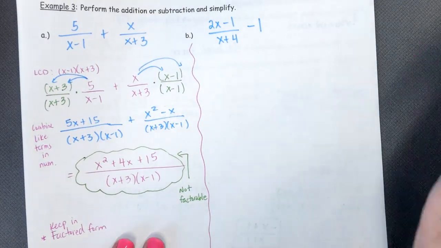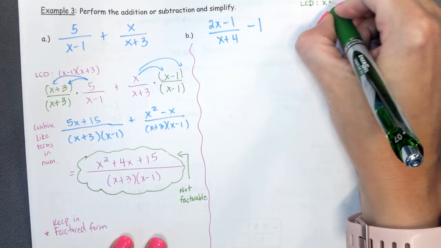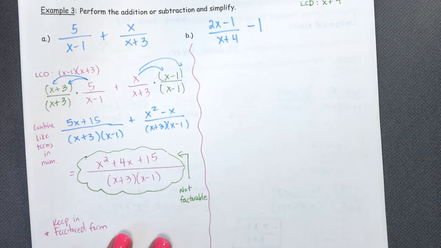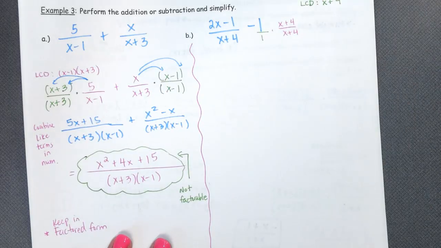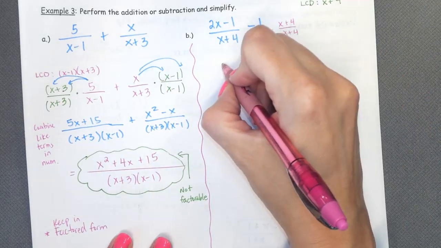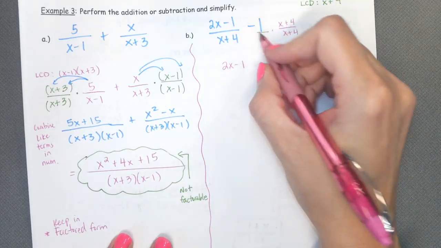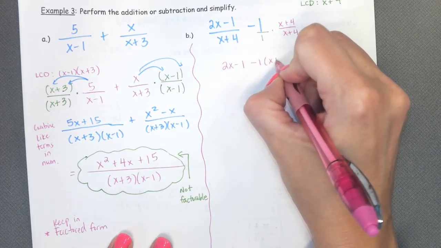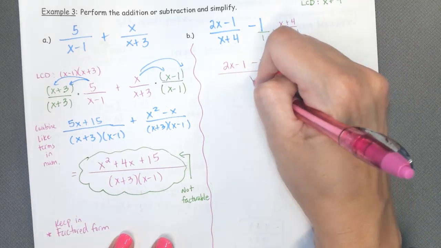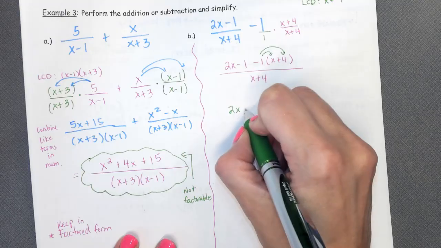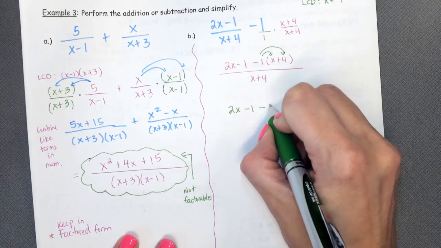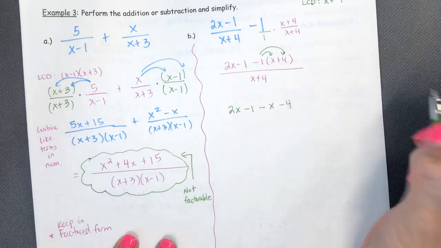Okay, so our LCD is just going to be the only denominator we have, which is x plus 4. So anytime it's a whole number, that's over 1. So we can multiply that by x plus 4 over itself. Now this is where you want to be careful because you have 2x minus 1, and then this is a negative 1 times x plus 4. So you have to make sure you distribute this negative. You have to distribute that to both. So we have 2x minus 1 minus 1x, or minus x, minus 4.